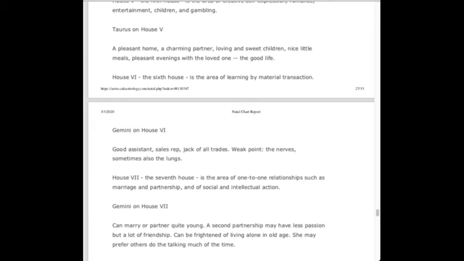House 7, the seventh house, is the area of one-to-one relationships, such as management, marriage, and partnership, and of social and intellectual action. Gemini in house 7 can marry a partner quite young. A second partnership may have less passion, but a lot of friendship. Can be frightened of living alone at old age. Yeah, I am, actually.